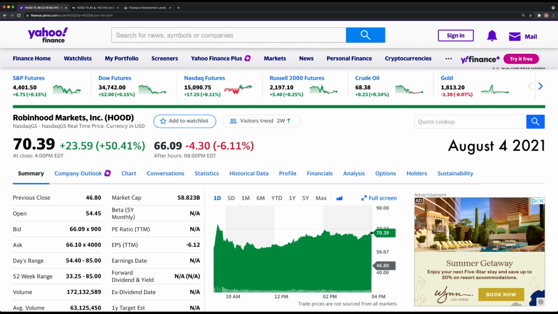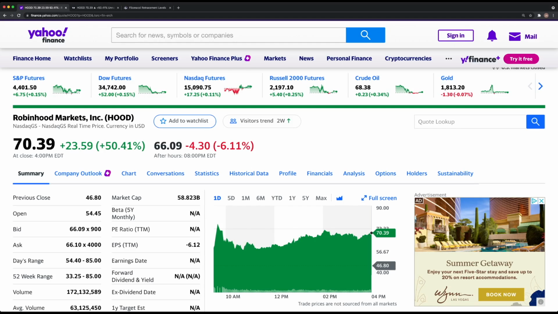Today I wanted to cover Robinhood, which is up a whopping 50%. Robinhood recently just IPO'd exactly a week ago. It has more than doubled its stock price. Today I wanted to take a look at some technical analysis happening within Robinhood.